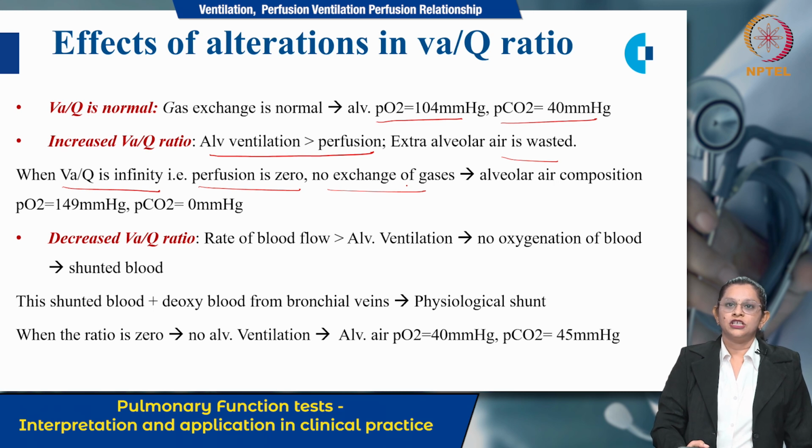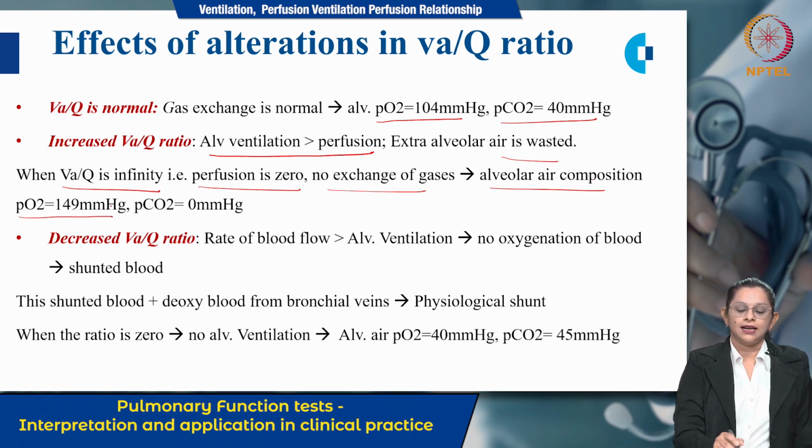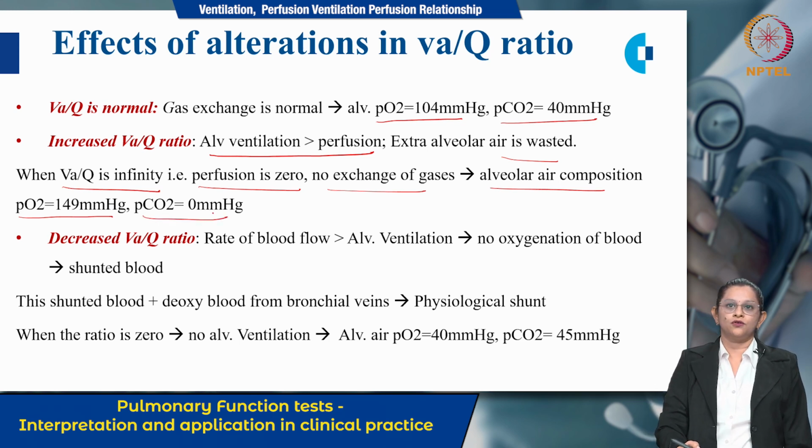So, there is going to be a change in the alveolar air composition compared to that of normal. Here in the alveolar air composition, the PO2 will be 149 and the PCO2 will be 0 mmHg because there is no diffusion of gases as there is no perfusion.